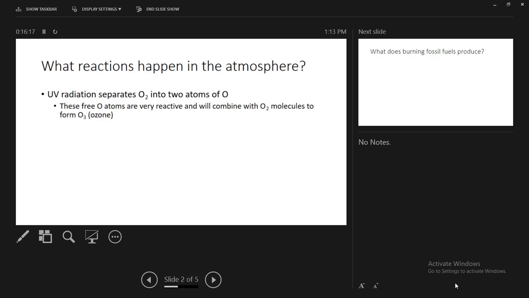Now, ozone, what do we know about ozone? It is deadly, but that's something we'll talk about in just a moment. It is deadly to interact with ozone, but remember, what reactions happen in the atmosphere? This reaction's happening way above the surface of the Earth. And in the high strata, those layers of the atmosphere, ozone is necessary. Because what does ozone do? It blocks UV radiation. Yeah, it absorbs UV radiation.